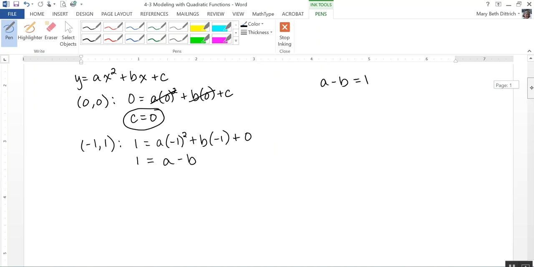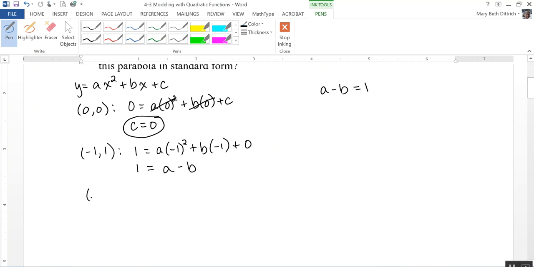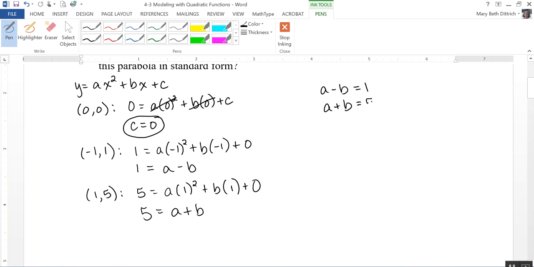Now let's plug in the point (1, 5). So when y is 5, I have a times 1 squared plus b times 1 plus c, which is 0. And that leaves me with 5 equals 1 squared is 1, 1 times a is a, b times 1 is b, a plus b equals 5, and that gives me another equation. And so here I have 2 equations with 2 variables, a pretty straightforward system of equations to solve.